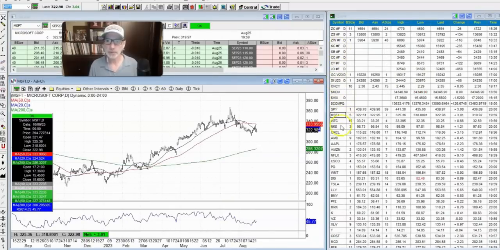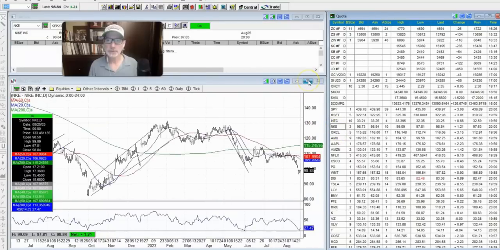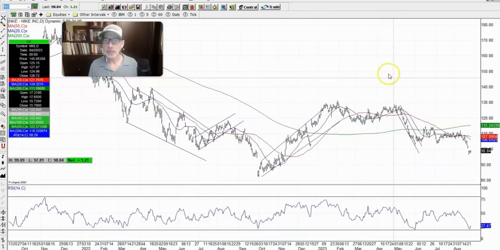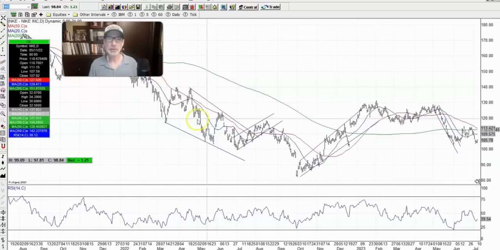Let me see. Let's look at Nike first. Nike's been coming off. It's just not looking that good for Nike at the moment. It had been in the downtrend of 2022.